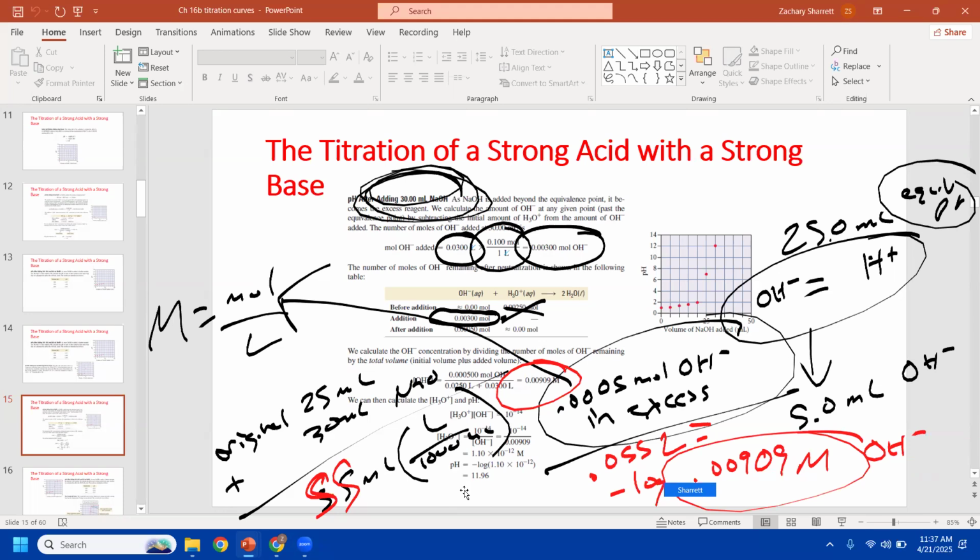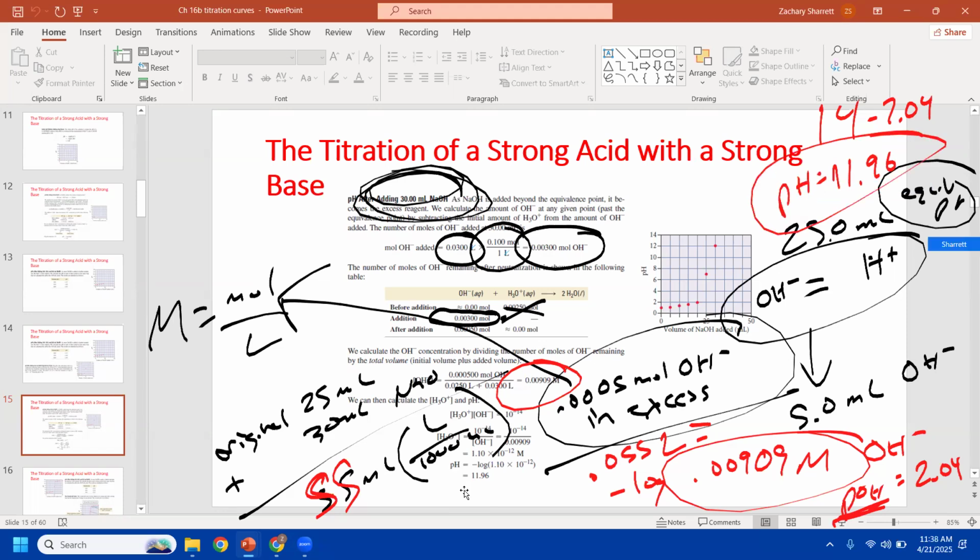We can do the negative log of this to find the pOH, which gives us, so what is the negative log of 0.00909? Did you get it? Shout it out. The negative log of 0.00909. 2.04. Would a pH of 2.04 make sense for excess base? Luckily, it's not the pH, that's the pOH. So 14 minus 2.04 would give us 11.96 is the pH. Is that a basic pH?